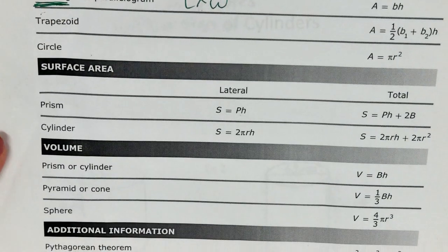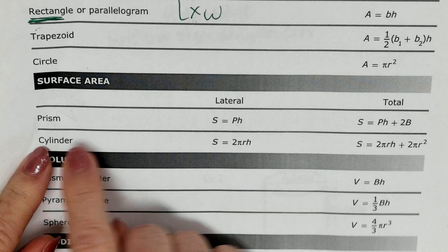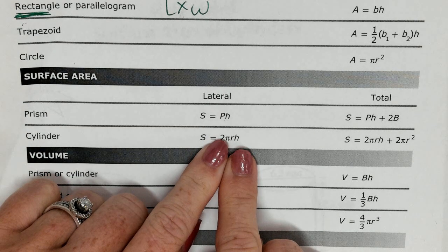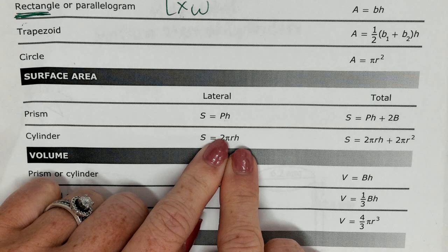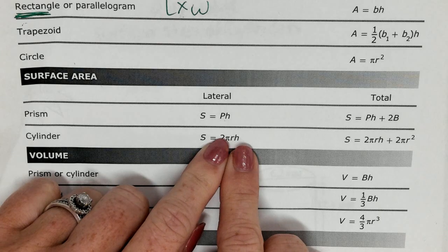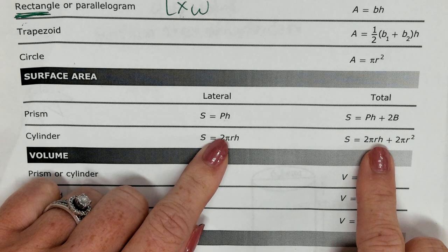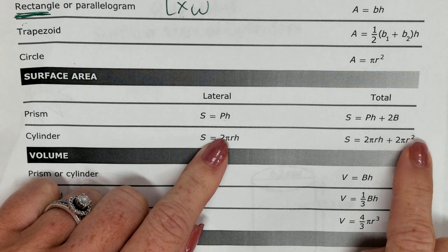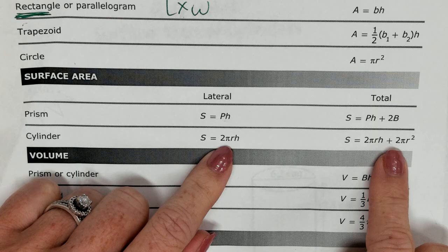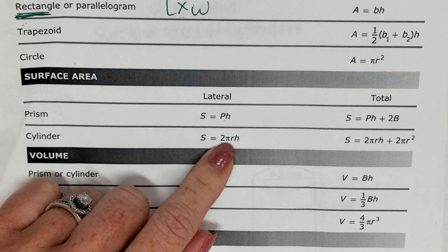Okay, so I want you to go to your STAAR chart and find surface area of a cylinder. Did y'all find it? Here's surface area. Here is cylinder. What is the formula for lateral? 2 pi r h. What is the formula for total? Plus 2 pi r squared. What do you see that they have in common? 2 pi. Give me more. r h.